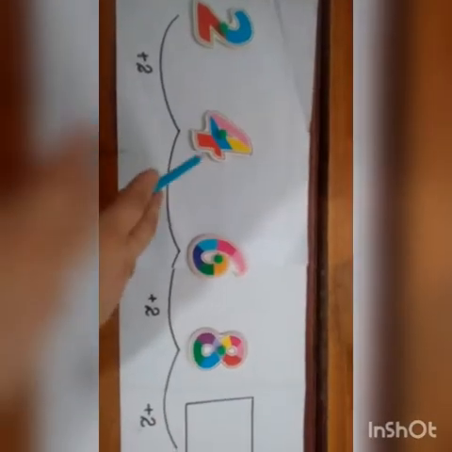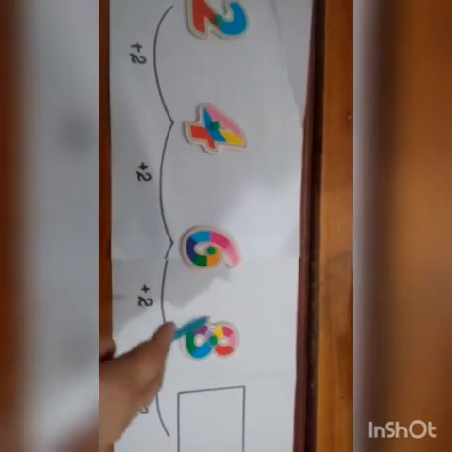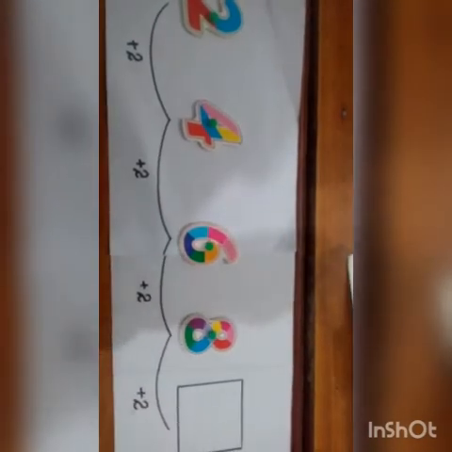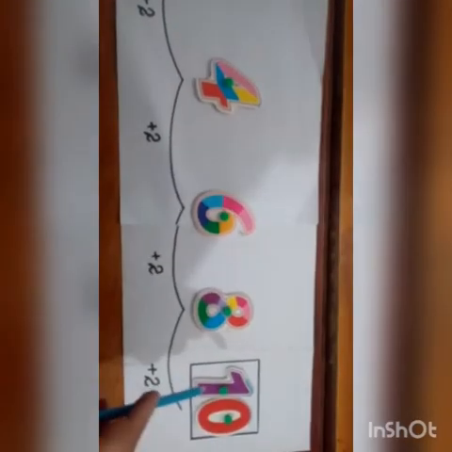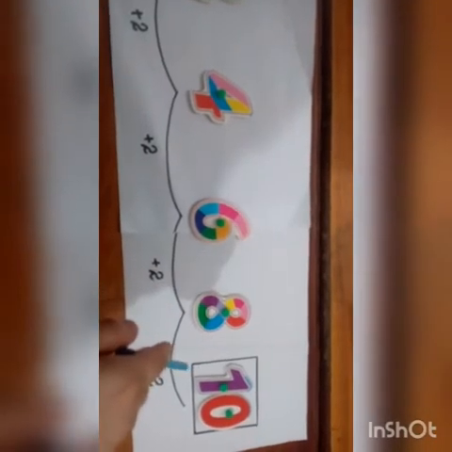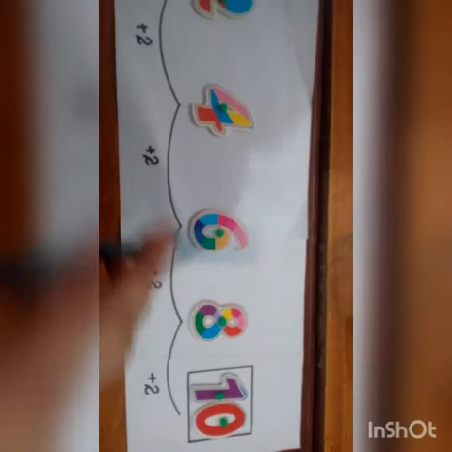2 plus 2 is 4. 4 plus 2 equals 6. 6 plus 2 equals 8. And 8 plus 2 equals 10. So the missing number is 10: 2, 4, 6, 8, 10. So we found the missing number, that is 10.